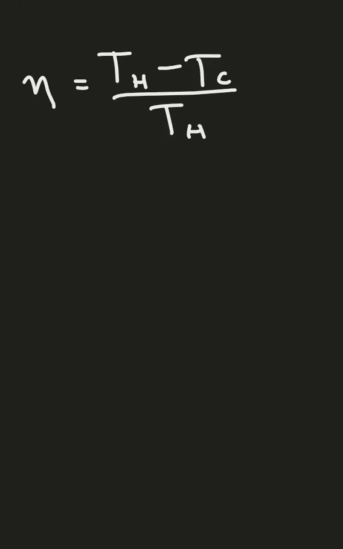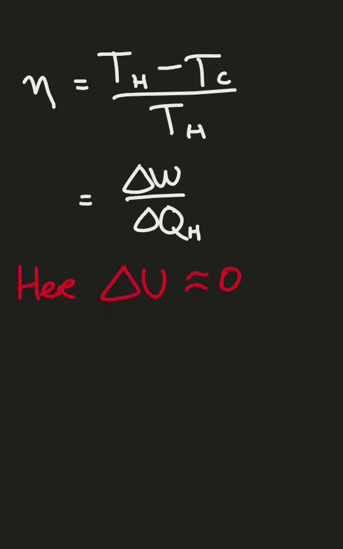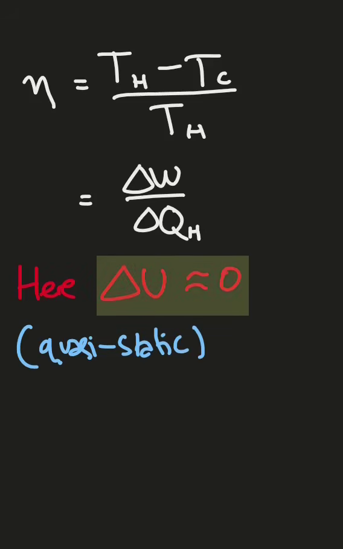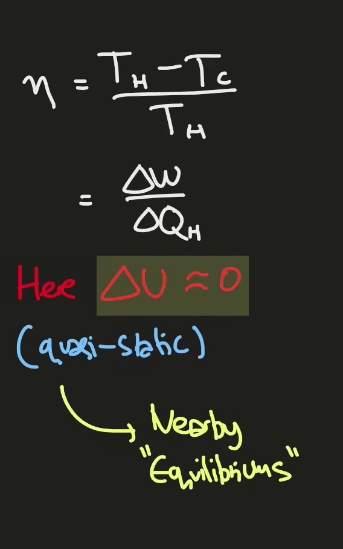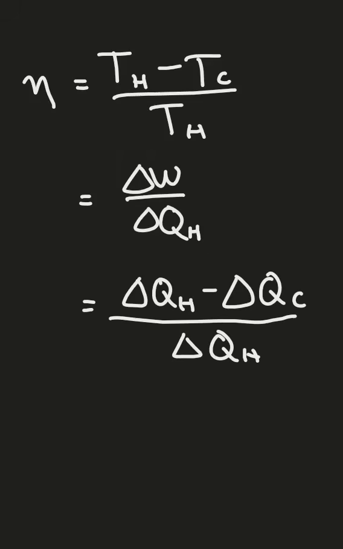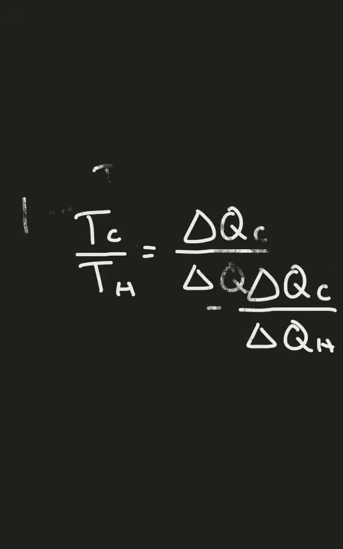By Carnot's theorem, we have that eta is equal to this, where the original definition is delta W divided by delta Q at the hot reservoir. Here, we assume that delta U is not far from zero, or that this system at least is quasi-static, or at the very least near equilibrium. So by the first law of thermodynamics, we can expand this W as this. After some modification and simplification, we get the final equality.